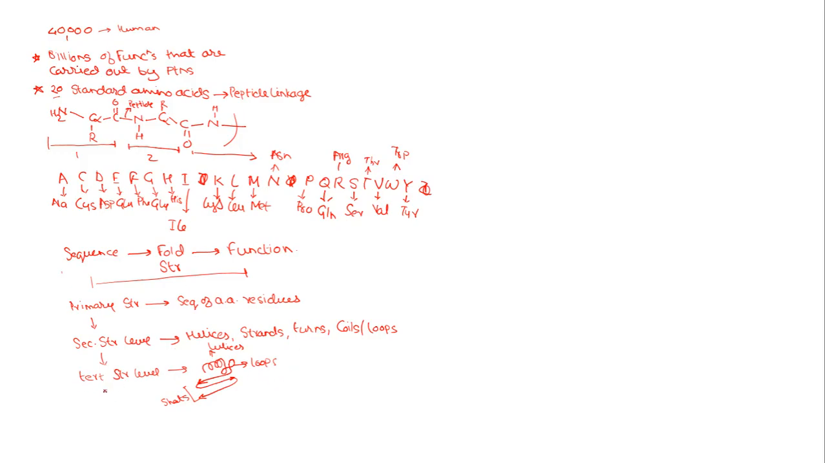Okay, there is another level called the quaternary structural level. If your protein contains multiple chains, then these multiple chains in their tertiary structural level can come together to form the quaternary structural level. So these are the different levels at which proteins can fold.